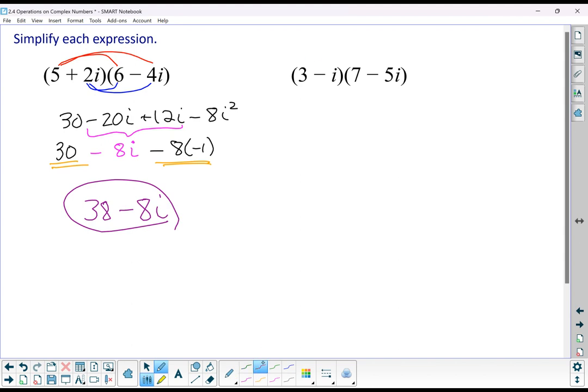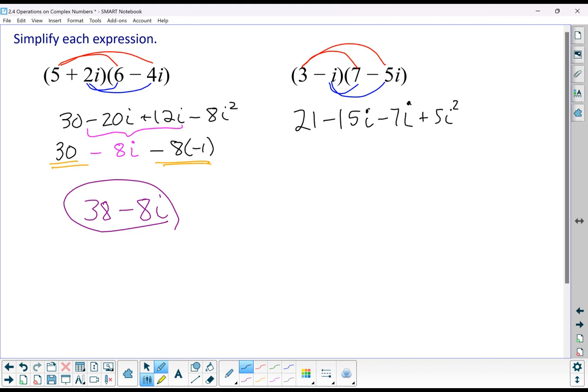Let's try another one. 3 multiplied by 7 gives us 21. 3 multiplied by negative 5i gives us negative 15i. Negative i multiplied by 7 gives us negative 7i. And negative i multiplied by negative 5i gives us positive 5i squared.